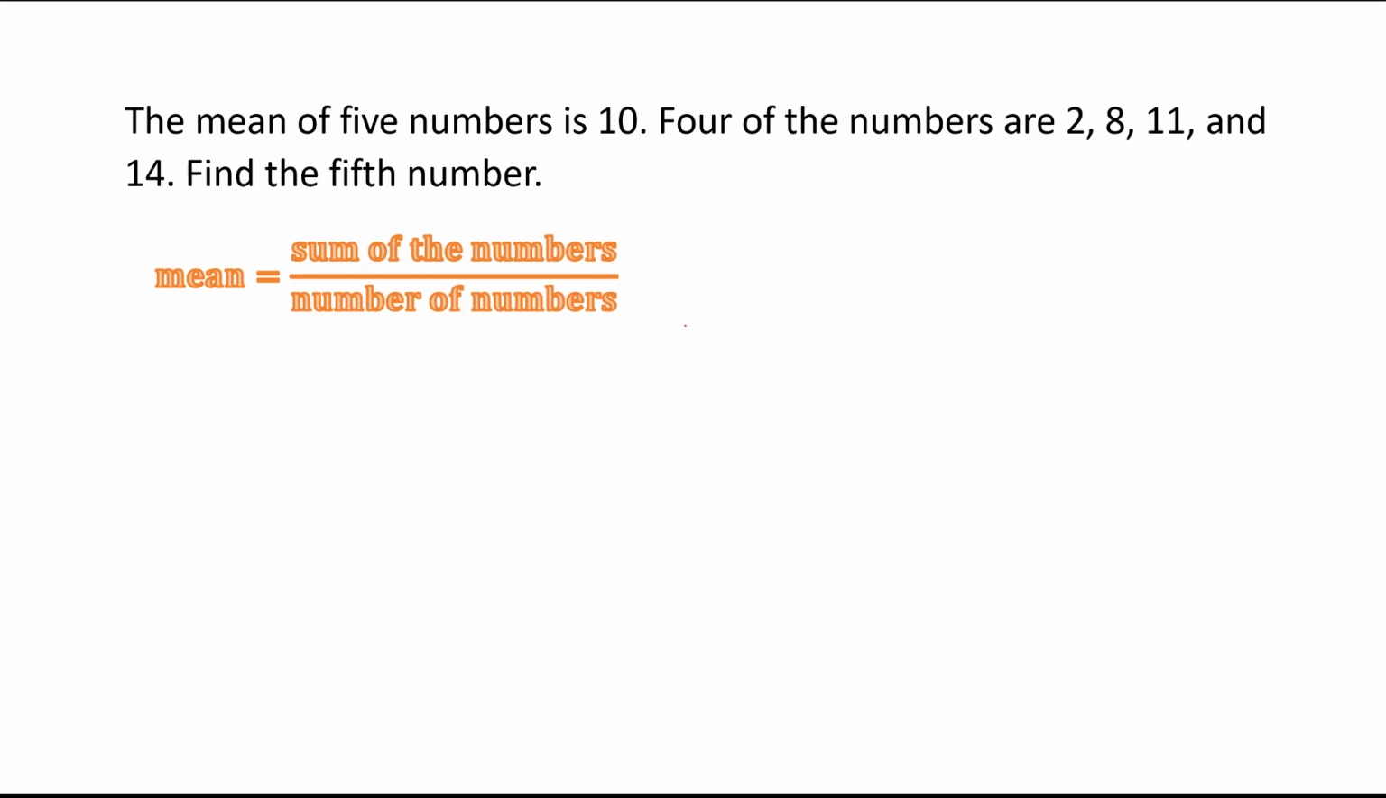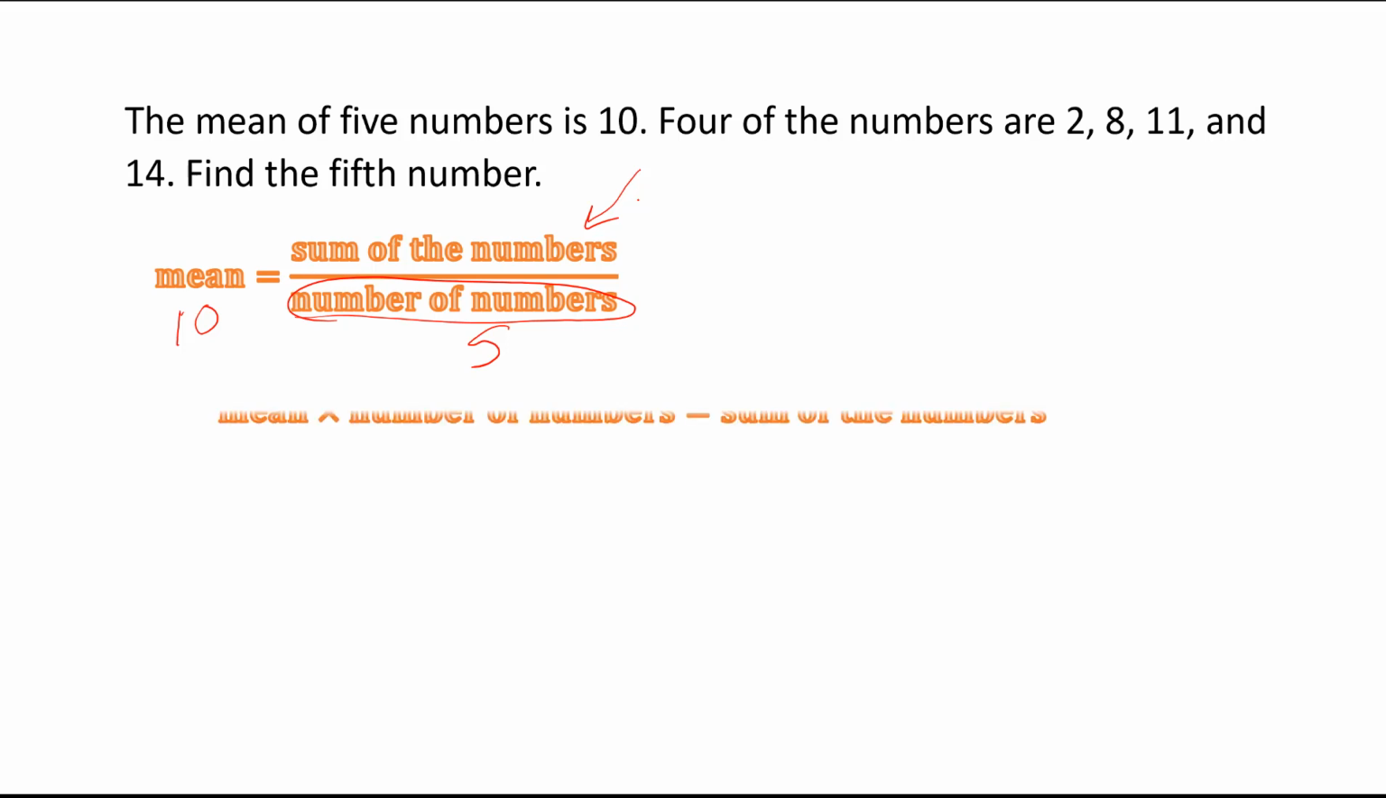Well, in this problem, they tell you that there are 5 numbers and that their mean is 10. So you know that the mean is 10, and you know that there are 5 numbers. So really what you don't know is how much the numbers add up to. If you look at that equation right there, mean equals sum of numbers divided by the number of numbers, what that means is if you multiply the mean by the number of numbers, you will get the sum.